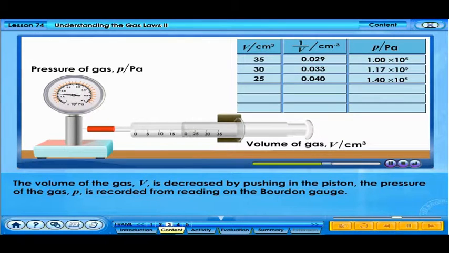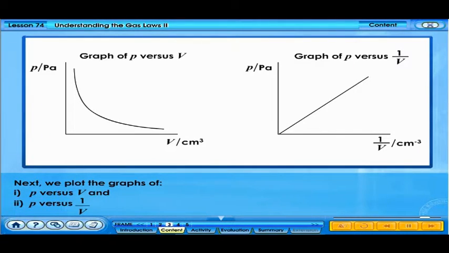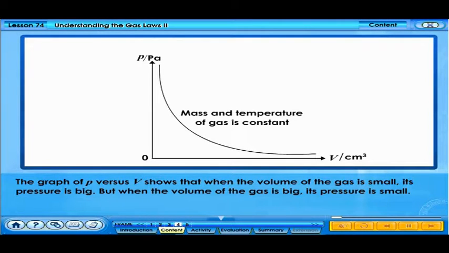The volume of the gas, V, is decreased by pushing in the piston. The pressure of the gas, P, is recorded from the reading on the Bourdon gauge. Next, we plot the graphs of P versus V and P versus 1 over V. The graph of P versus V shows that when the volume of the gas is small, its pressure is big. But when the volume of the gas is big, its pressure is small.